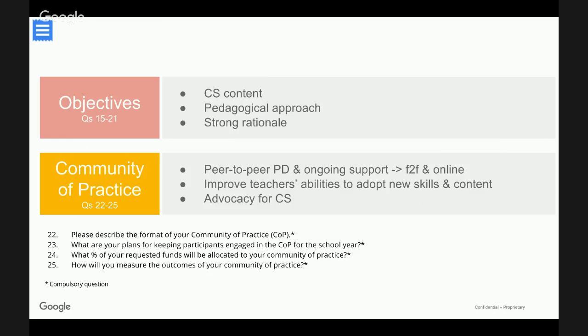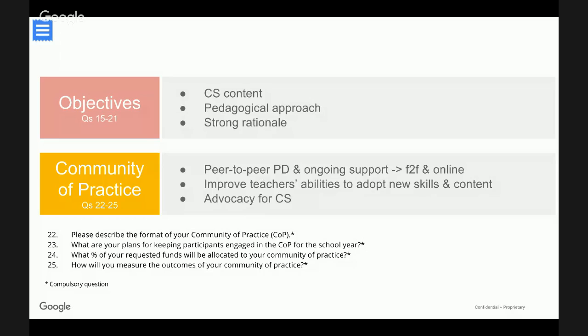Looking then at the communities of practice questions. There are 4 questions in the application form that you'll have to answer about your community of practice. First of all, we'd like you to describe the format of your community of practice. And this could be the format of having peer-to-peer professional development and ongoing support, both face-to-face and online after workshops.